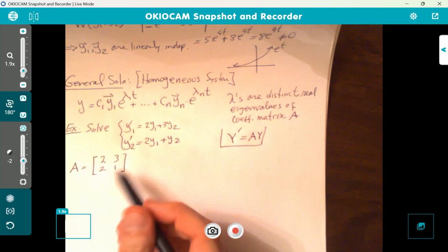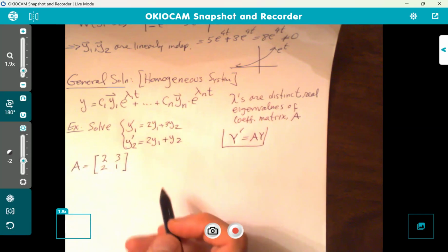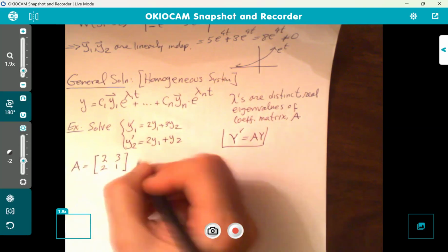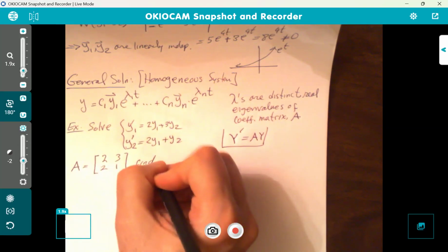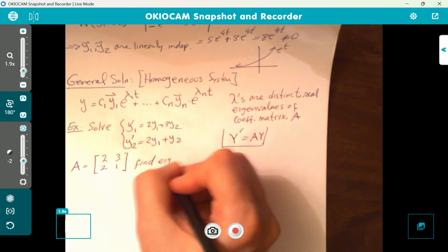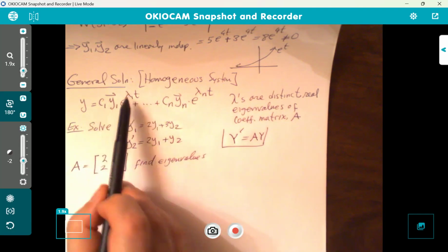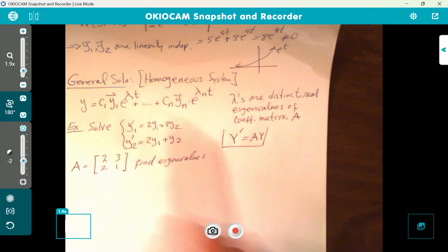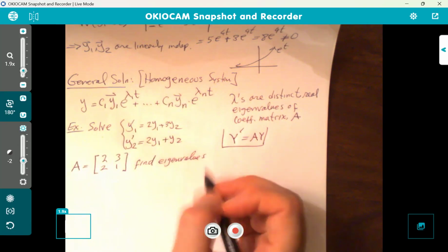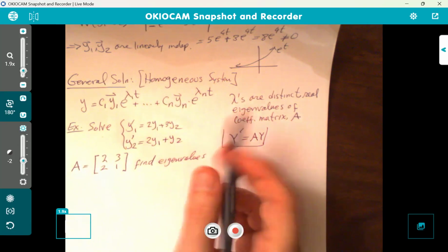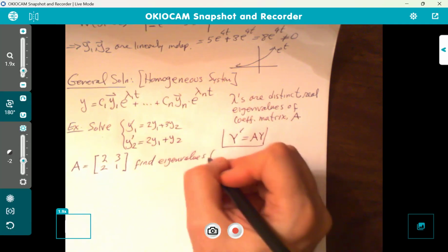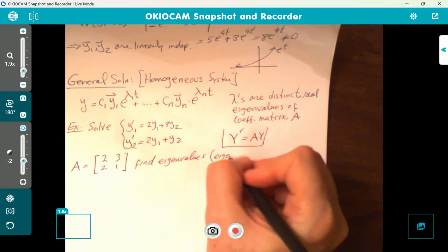And this will have distinct eigenvalues. So what do I need to do? I need to find eigenvalues. Why? Because that's what the solution is calling for. So I need to find the eigenvalues and possibly the eigenvectors.